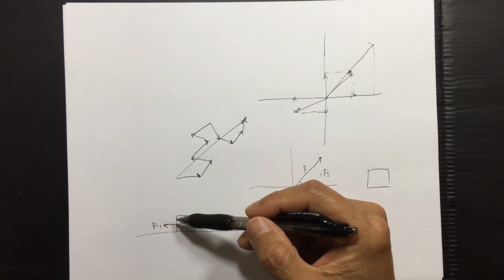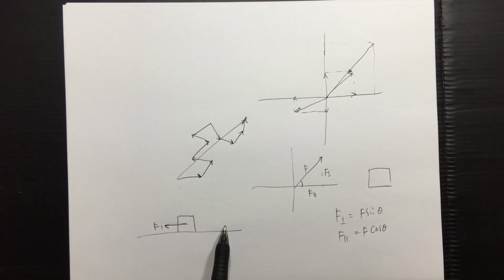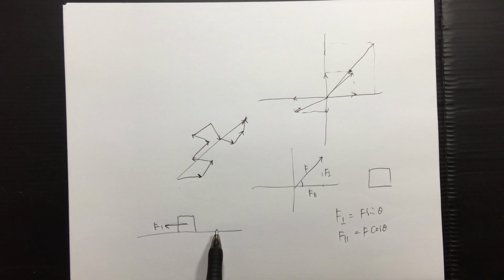You see it? However, if F2, the guy pushes this way, it's 0, if they're equal, right? In other words, the direction matters. You can't drop direction. And for these things, we call it a vector.